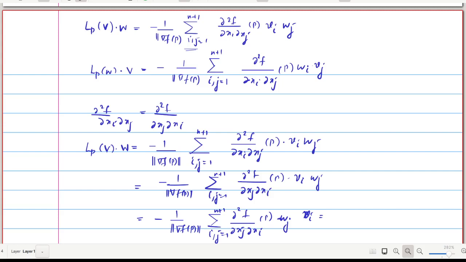So now instead of ij we can consider ji. Both will give the same thing. Then you can consider this thing as LPW dot v. Okay, so this shows that LPV dot w is equal to LPW dot v. That means LP is self-adjoint. Okay, self-adjoint. With this we can conclude chapter 9. In the next class we will discuss chapter 10.